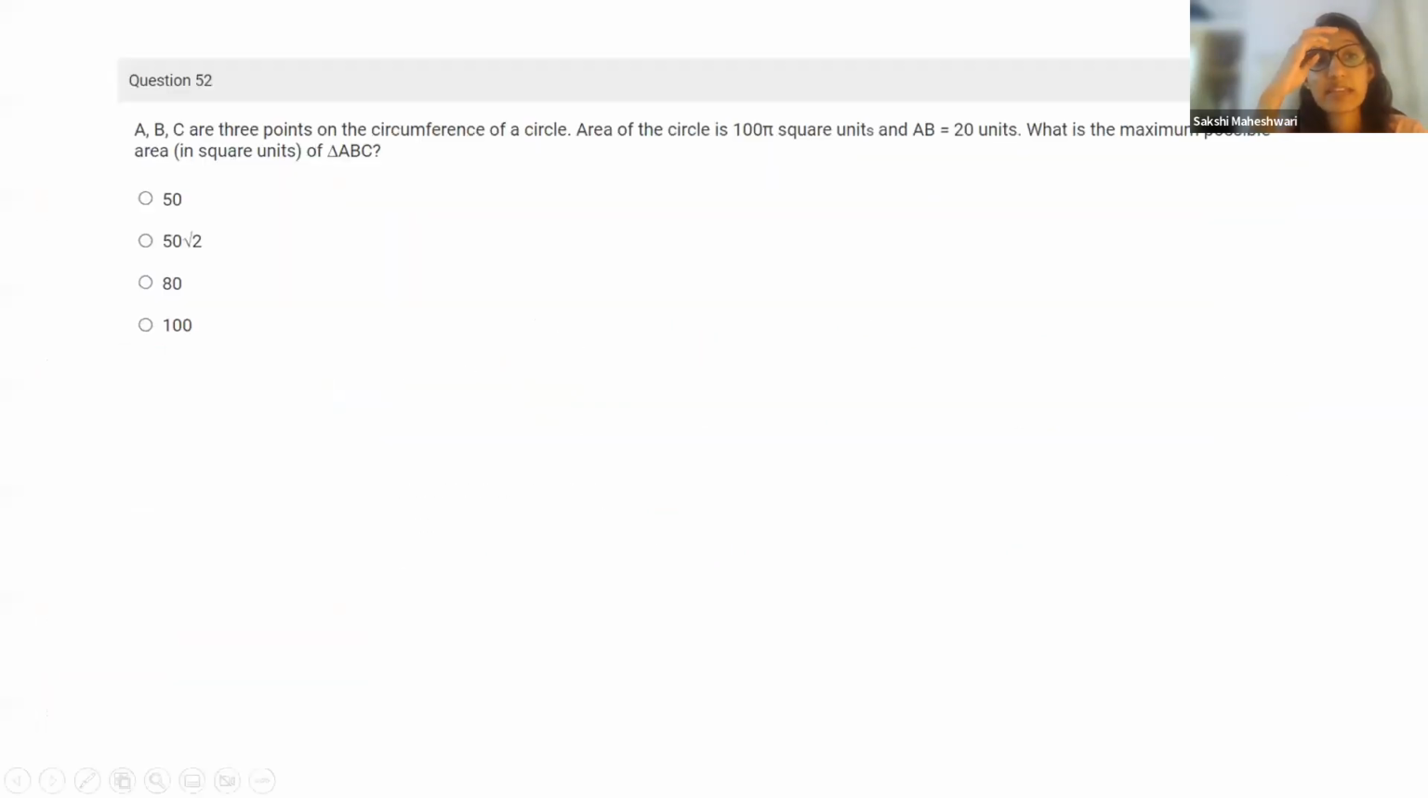Okay. So A, B, C are 3 points on the circumference of the circle. Area of the circle is 100 pi square units. You should immediately understand from here that R is 10, since area is pi r square. And AB is 20. ABC are 3 points on the circumference and R is 10, AB is 20. That means AB is the diameter. Are you able to understand this?